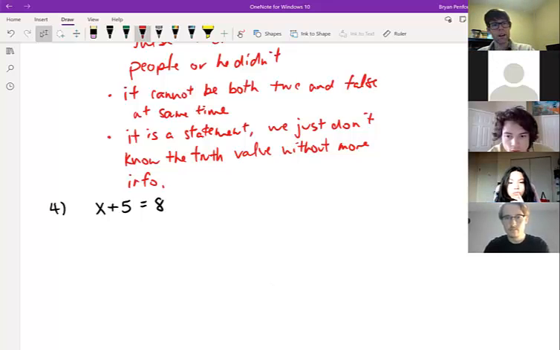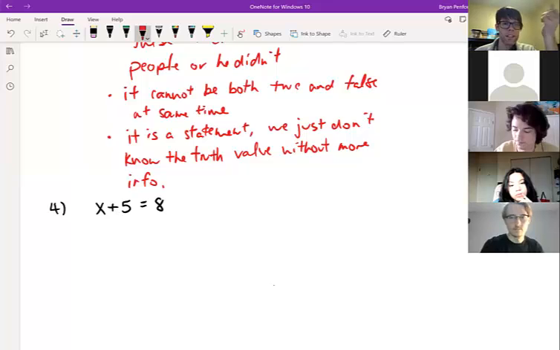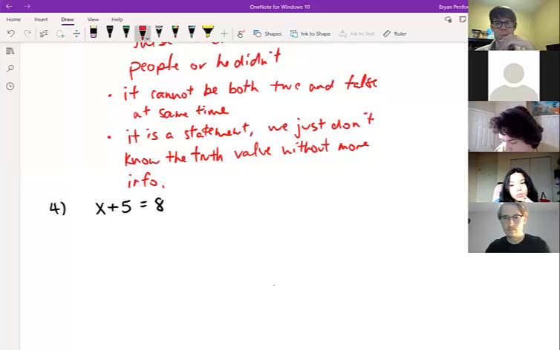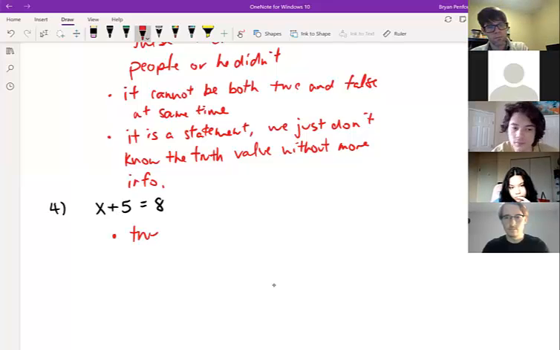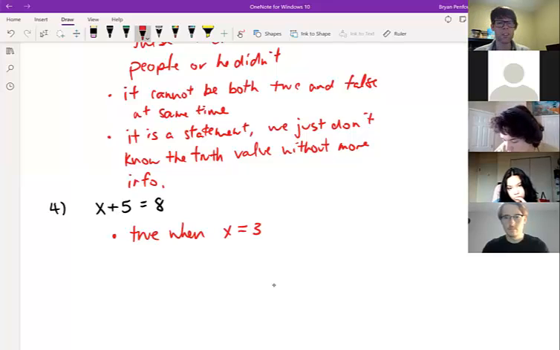Yeah, so I think some of you have the idea here. We don't need to find X. It's just a sentence. I haven't told you to do anything with it, but knowing what X could be is important here. It's true when X is equal to 3, right? So being able to solve for X is an important idea. It tells us when this sentence is true. It also tells us when this sentence is false.